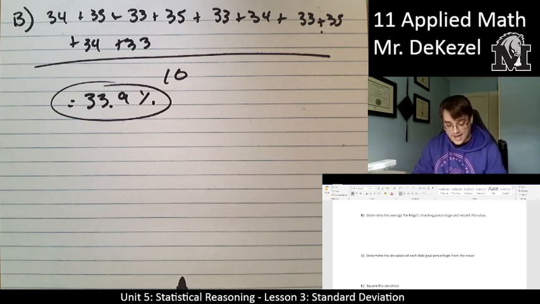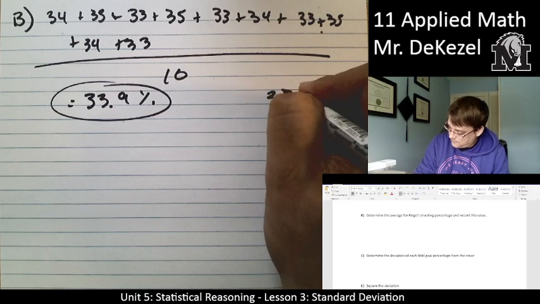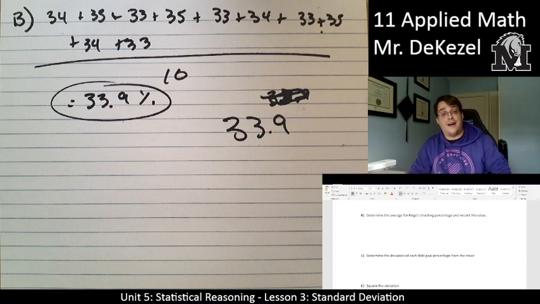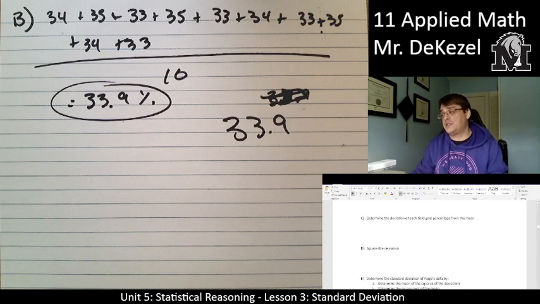And this was actually the first step to determining what standard deviation is. The first step in standard deviation is finding out the mean. So we have found the mean, 33.9. That's our average, our mean. And what we do now is we find the deviation from the mean for each of her values. So question C asks us to determine the deviation of each field goal percentage from the mean.